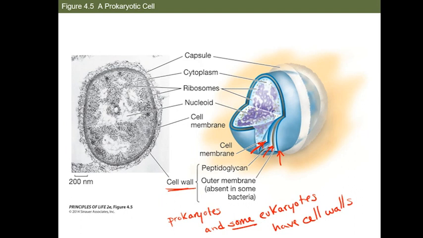So then they have the nucleoid, which is where their DNA is. So they don't have a nucleus, they have a nucleoid. Then the ribosomes are the little dots. The cytoplasm is everything in there, and then the capsule is just around that, which is just protective.